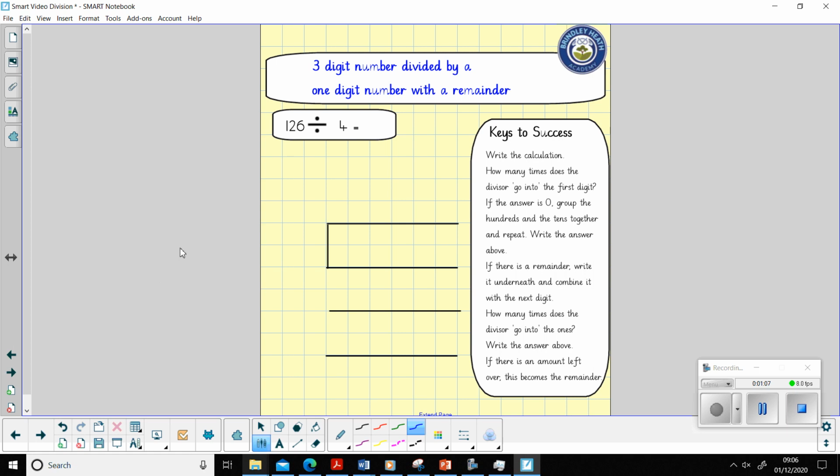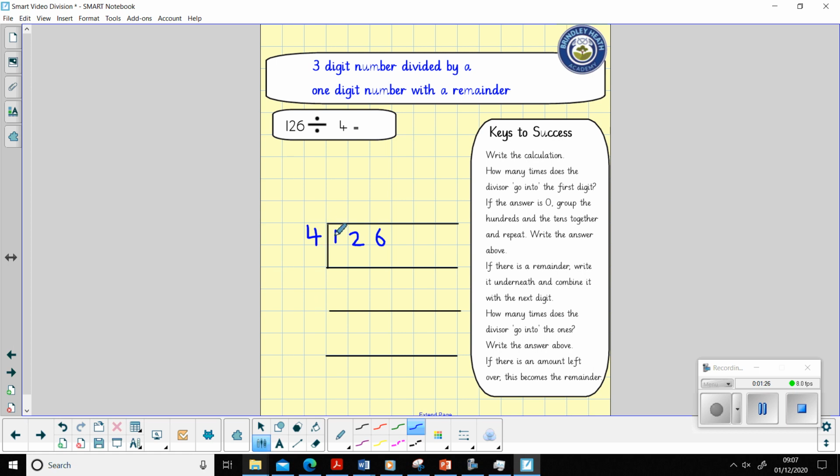Going to have a look at a 3-digit number now divided by a 1-digit number, but this time there's going to be a remainder. So I'm writing my calculation, so exactly the same. My 126 goes on the right hand side and the number I'm dividing by goes on the left.